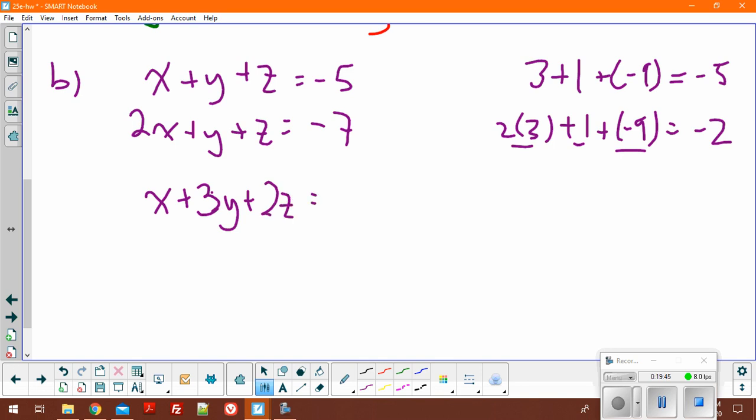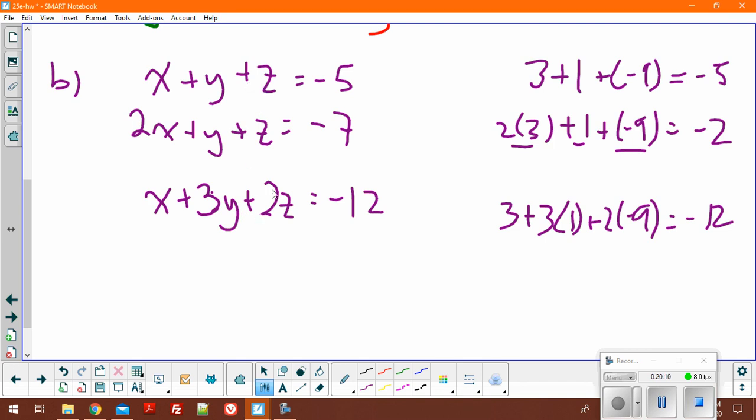Again, I take a minute to figure out what my value would be for the constant. So I have 3 plus 3 times 1 plus 2 times negative 9. So that's 6 plus negative 18. It should be negative 12. The thing I have to watch out for is that these are not coplanar, right?